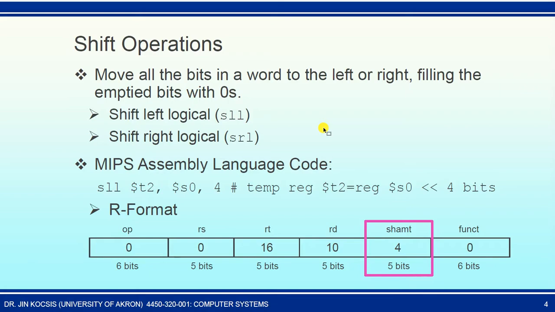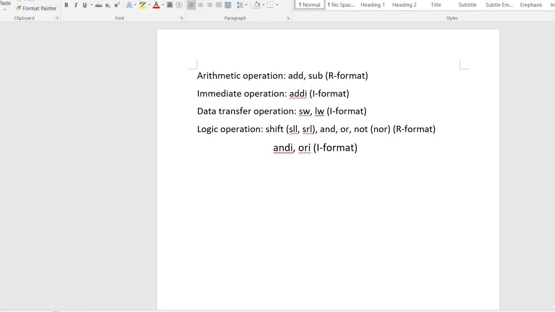So let's try to, like I already showed here, figure out how to write this shift left logic using assembly language, and how to write the shift right logic using assembly language. Let's try to figure it out by ourselves. Okay, I already told you, right? The shift left logic or shift right logic is represented using R format.